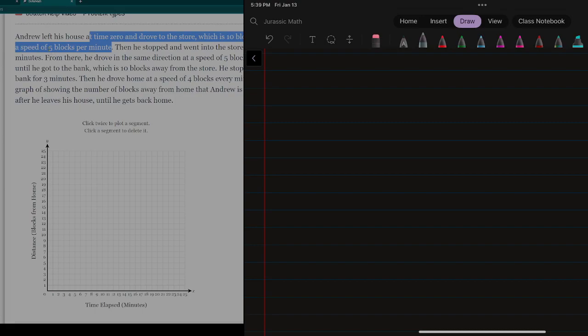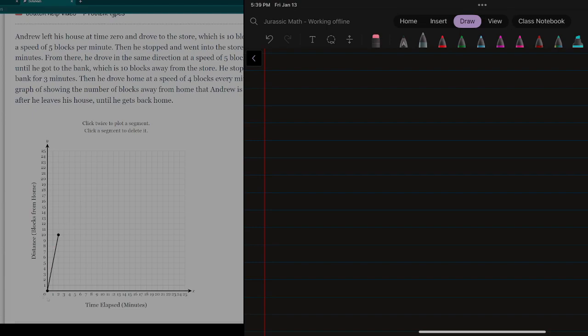So we know he drove 10 blocks away at the speed of 5 blocks per minute. So within 5 minutes, 5 blocks per minute, he needs to go 10 blocks. So that means it took him 2 minutes and he went a total of 10 blocks. So I'm going to go over to 2, then go up to 10 and put a dot. Oh, I did not have my 0, 0 dot in there.